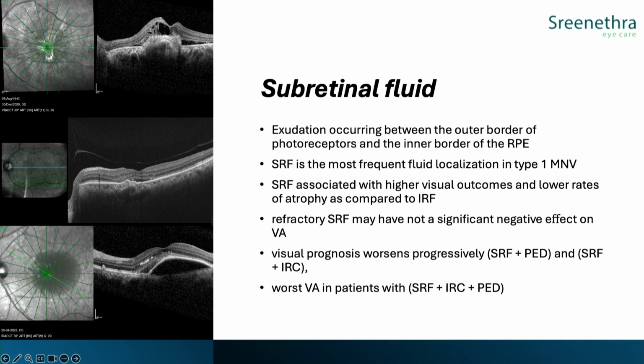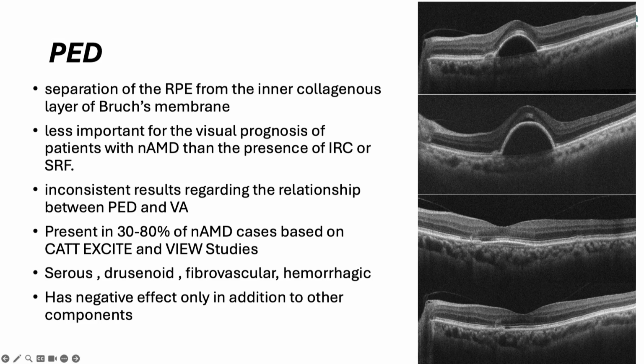Subretinal fluid is the exudation which occurs between the outer border of the photoreceptors and the RPE, and it's a better biomarker as compared to the intraretinal fluid. It's the most frequent fluid localization that you see in type 1 MNV, and refractory SRF may not have a negative effect, as we saw in the FLUID trial. PED is the separation of the RPE from the inner collagenous layer of the Bruch's membrane, and less important for the visual prognosis. You could have a serous, drusenoid, fibrovascular, or a hemorrhagic PED.